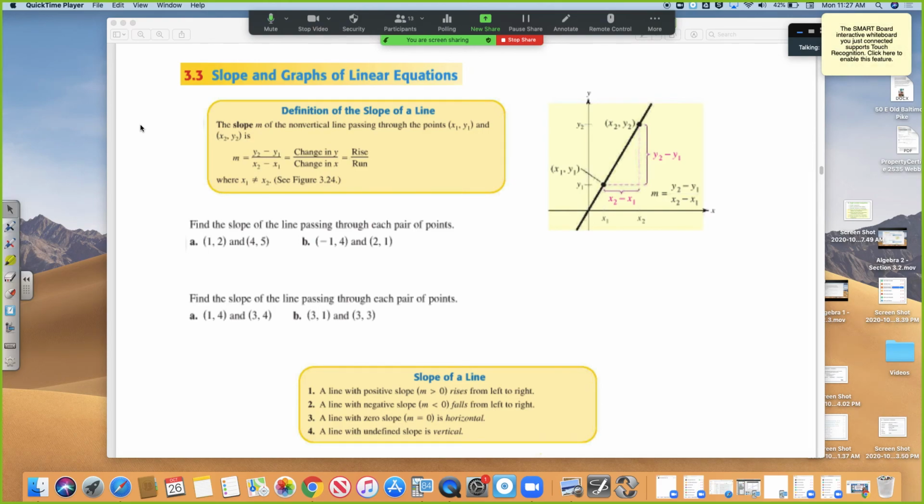So we're going to take 2 days on this. This is the first part of section 3.3, slopes and graphs of linear equations.